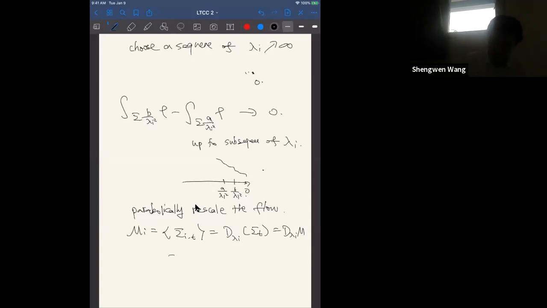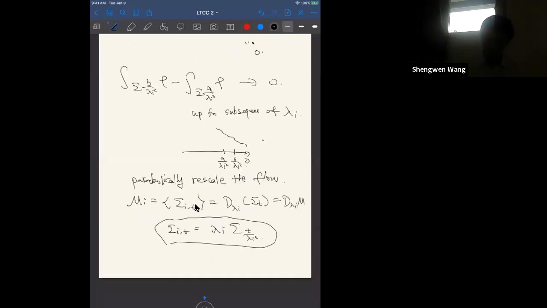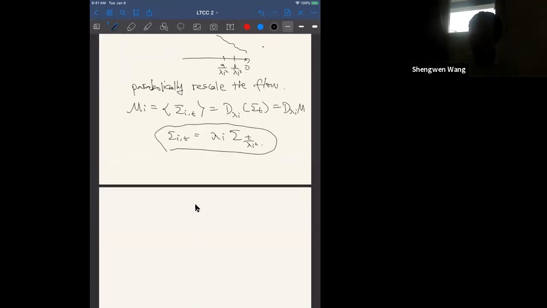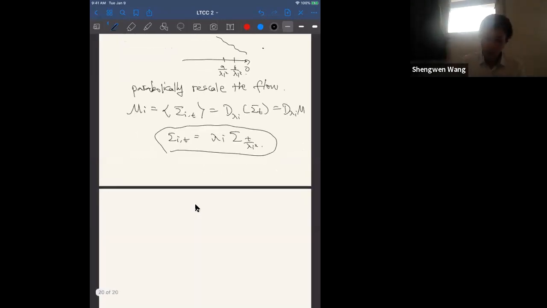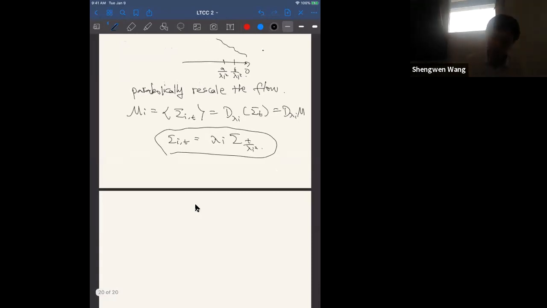So this sigma_i t is equal to lambda_i times... You scale by, so the scaling in space is the square root of the scaling in time. This is why we call it parabolic rescaling. Right. This is how the parabolic rescaling is defined. So now for this new sequence of flows, let's compute.